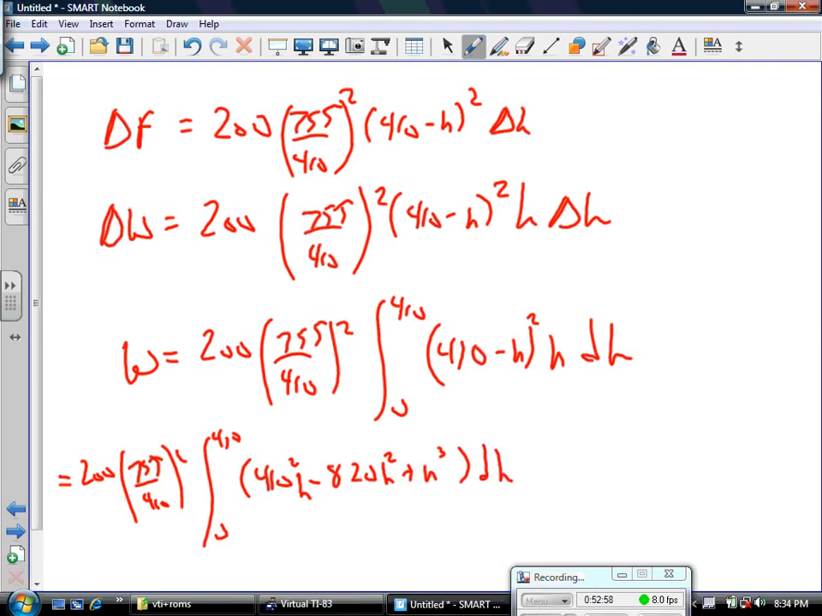That's doable. Is that terrible? What's the antiderivative of h dh? H squared over 2. What's the antiderivative of h squared dh? H cubed over 3. What's the antiderivative of h cubed dh? H to the 4th over 4, and so forth. Do we really want to do all of that?